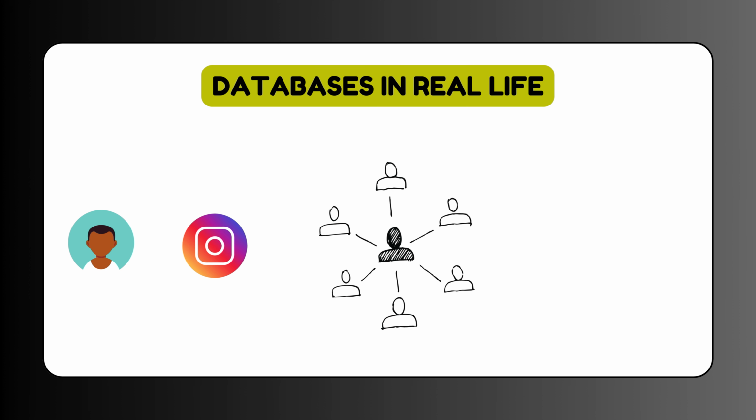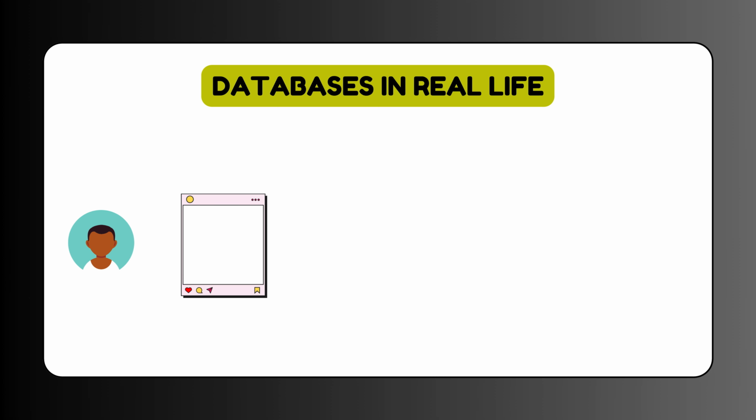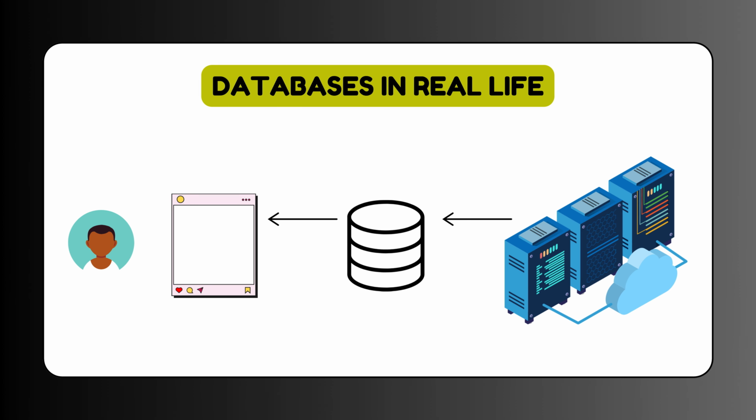Any information that's being shown is actually retrieved from a database, and any information you enter in the application will be stored in the database. And these databases will be storing huge amounts of data, and these would be installed on large servers. Whenever you search for a post or a friend, Instagram actually searches for this data in the underlying database.